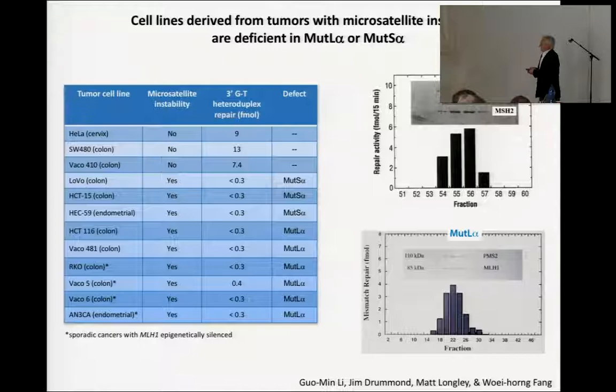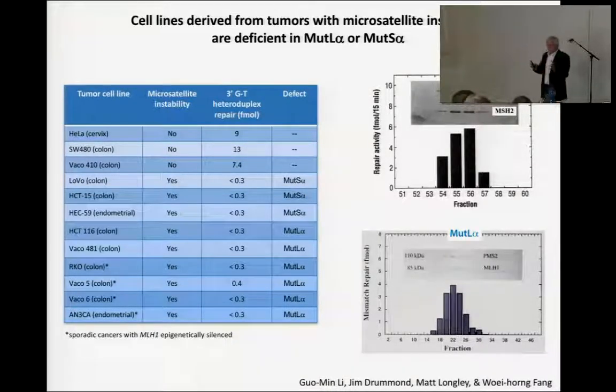And we showed that each of these cell lines is deficient in either MutS alpha or MutL alpha, which we purified, isolated in pure form. And the nature of this deficiency was demonstrated by the fact that when we add back MutS alpha to this, it restores repair.